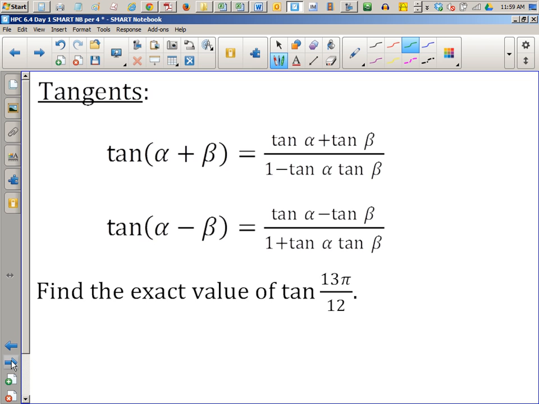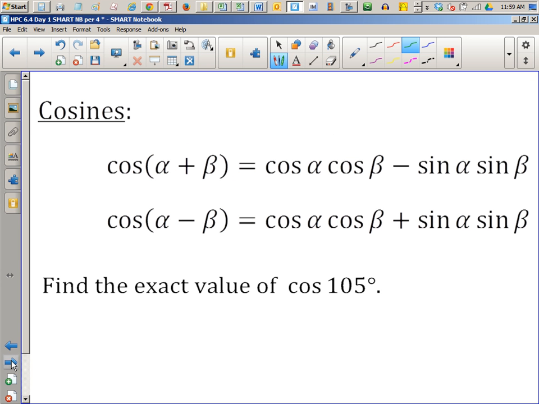Okay? Let me go back and show you the formula so you can copy them down. Don't spend too long copying, because we don't have a lot of time. But just jot them down. They're also in the book.